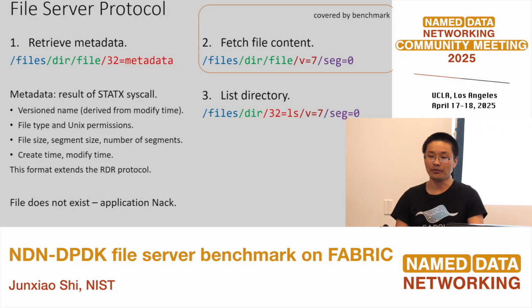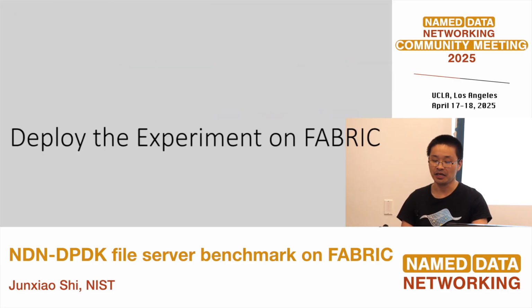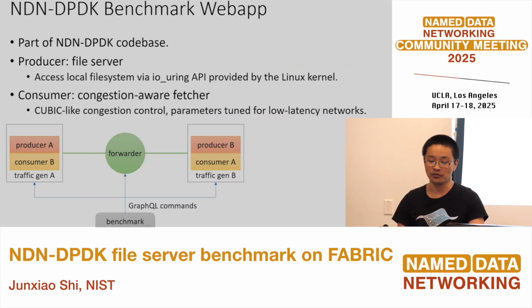Before we can run the benchmark, we should first deploy the experiment on FABRIC testbed. The deployment makes use of the NDN-DPDK benchmark web application. This is part of the NDN-DPDK codebase, not specific to the FABRIC environment, so you can run this benchmark anywhere. The benchmark operation has a topology that looks like this.